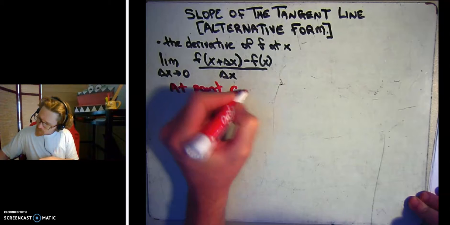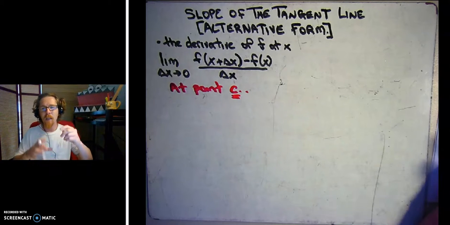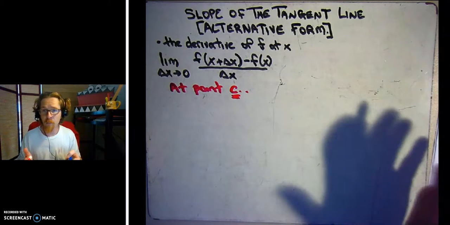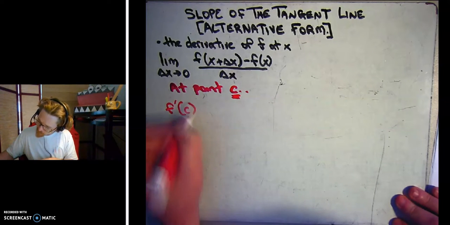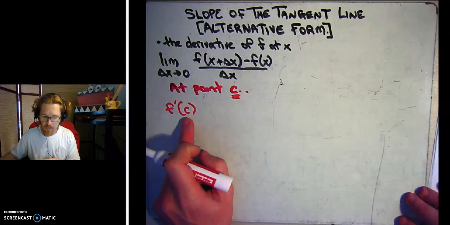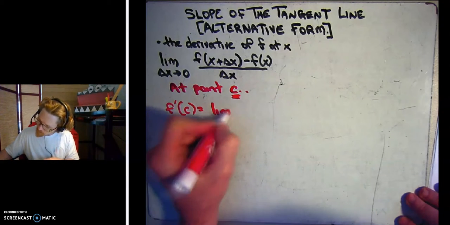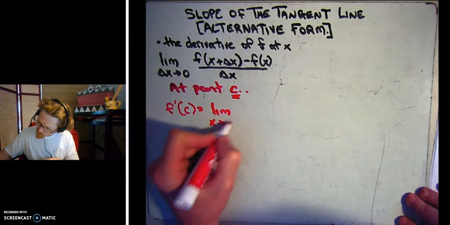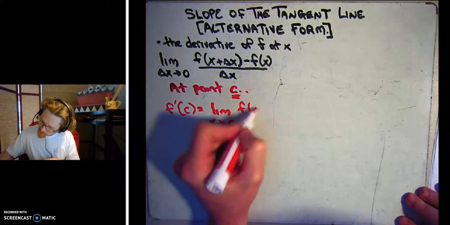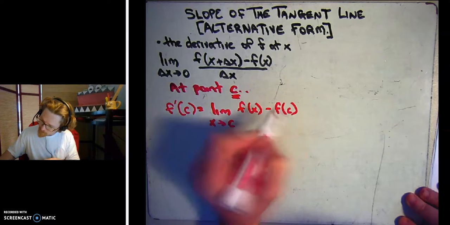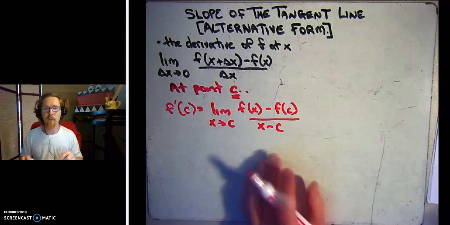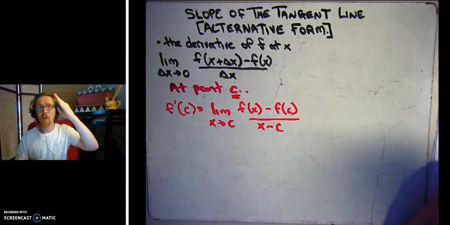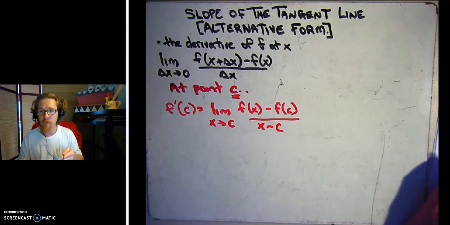When I say point C, I just mean the x-coordinate of some random point that's on our curve. Well, I can say that f prime of C, meaning the derivative of the function at C, is going to be equal to the limit as x approaches that value C of f of x minus f of C over x minus C. And so we're going to use this definition to help us find the slope of a tangent line at some given point on the function itself.